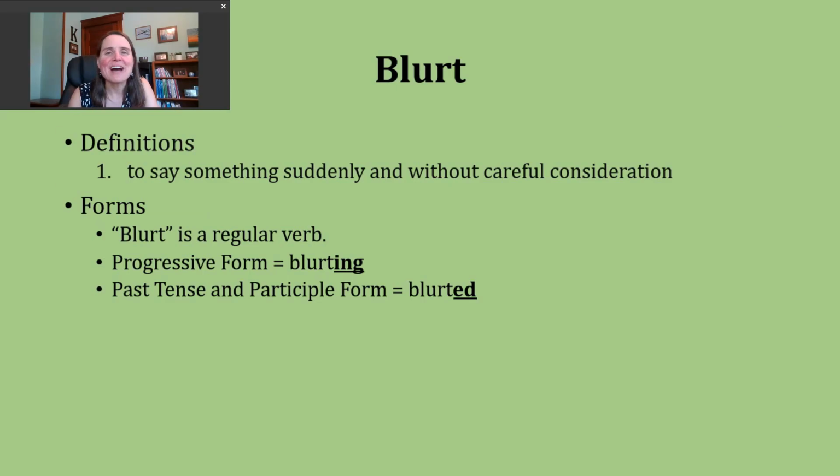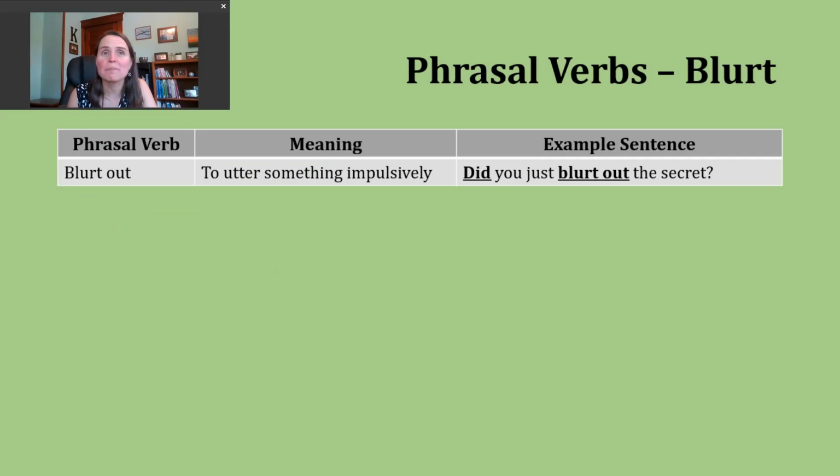Okay. Now, I do have one phrasal verb that you might encounter, that is to blurt out. The meaning here is not really all that different. So the definition here says to utter, which is another way to say, to utter something impulsively. That's another way to describe without careful consideration. So an example of this might be, did you just blurt out the secret? Right? So again, saying something that maybe wasn't supposed to be shared, it's lacking that thought of like, oh, I'm supposed to keep that quiet.